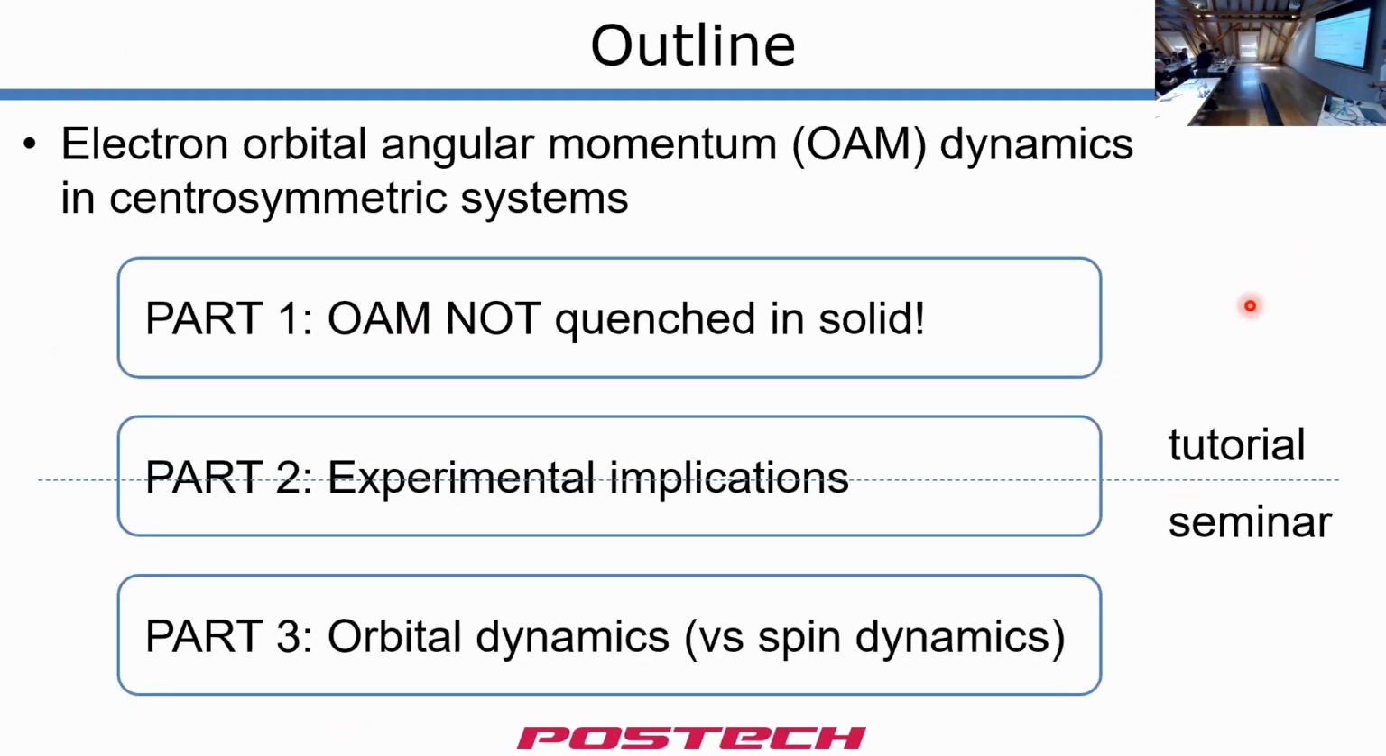Okay, so this is what I will talk about. In the tutorial part, I will first illustrate that orbital angular momentum is not necessarily quenched in solids. And in the second part, I will try to discuss some experimental implications of this fact. So that is the tutorial part. And in part 3, I will discuss some orbital dynamics. It has many things in common with spin dynamics, but some properties are very different from spin dynamics. So I will discuss this difference.